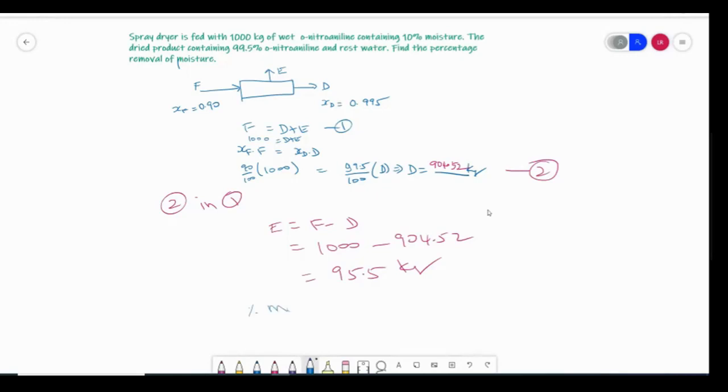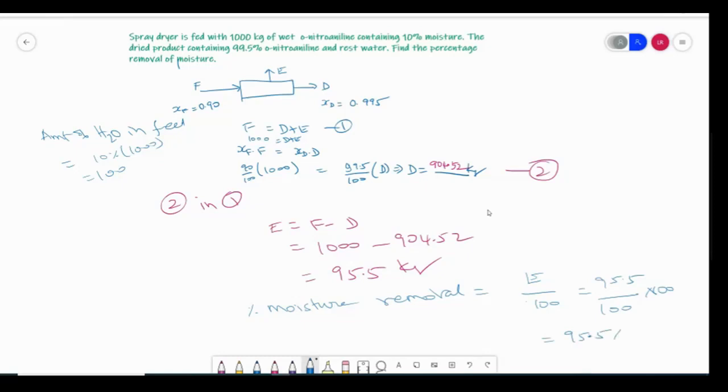Percentage moisture removal is E by amount of moisture present. Here, what is the moisture? Amount of water in feed is equal to 10% of F, right? XF is 90% means remaining is 10%. So 10% of 1000 is 100. So here amount of water in the feed is 100. So 95.5 by 100 into 100. How much? Same percentage, right? 95.5% is the moisture removal. The question is find the percentage removal of moisture. So you can write the percentage moisture removal is 95%.